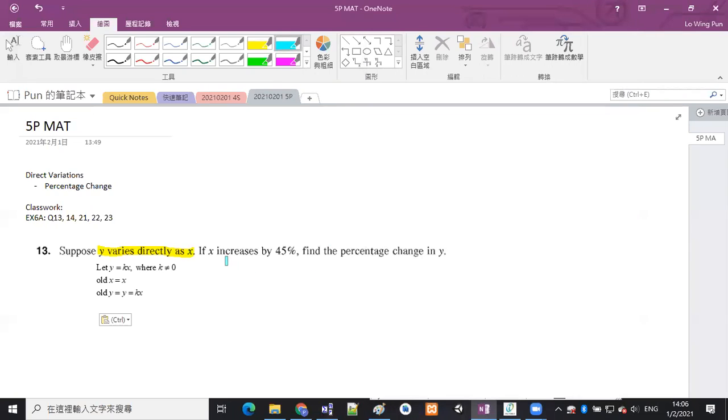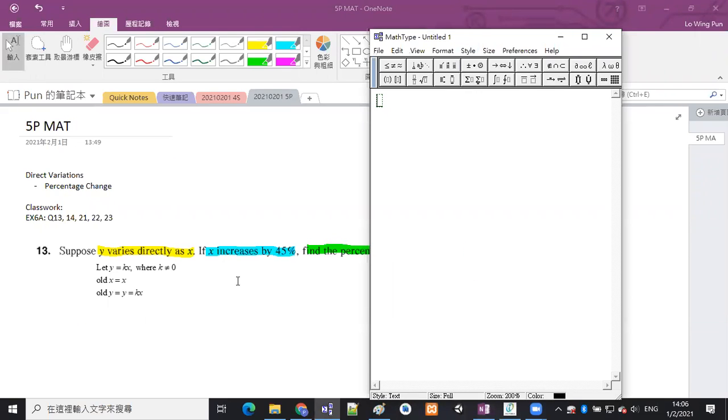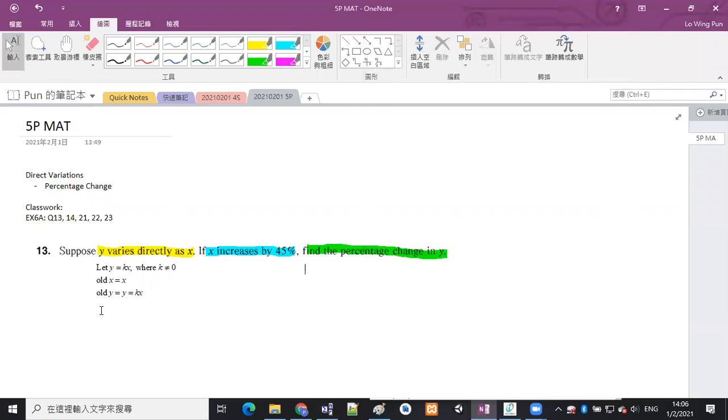From the question, we see that x increases by 45%, and the question asks you to find the percentage change in y. So x starts the change first, and we will write down the new x first. The new x is equal to the old x multiplied by the percentage change. It should be 1 plus 45%, so it is just 1.45x. This is the new x. Can you get this?